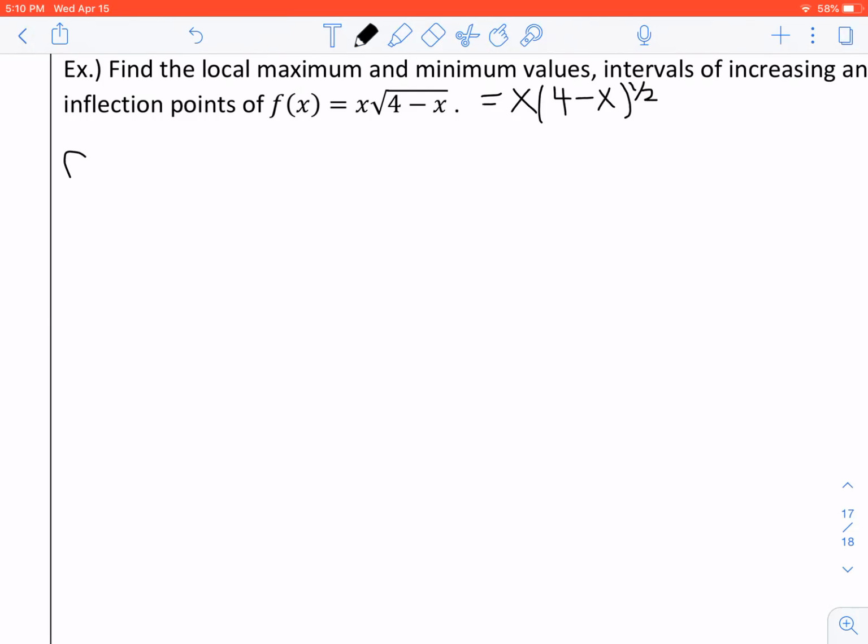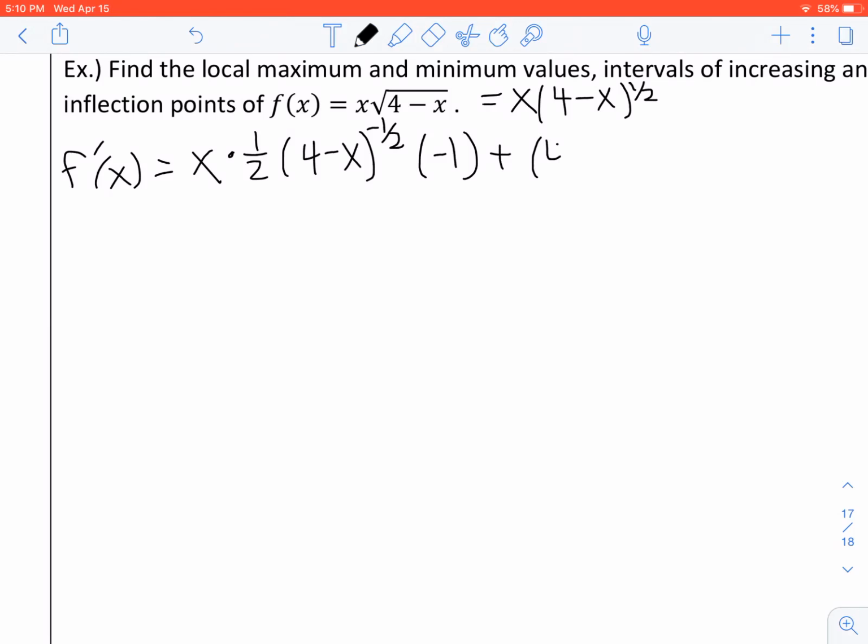So if we find the first derivative, we have to use the product rule and the chain rule. So we have the first term times the derivative of the second, which is going to be 1/2 times (4 minus x) to the negative 1/2 power, times the derivative of the inside, which is going to be negative 1, plus our second term times the derivative of the first. The derivative of the first is just 1. From here, I'm going to go ahead and simplify this.